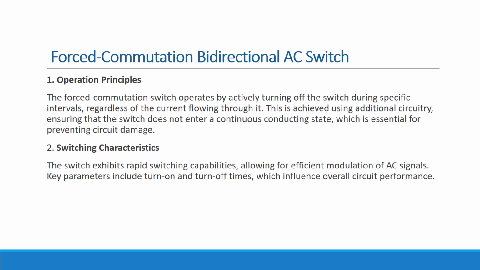Switching characteristics. The switch exhibits rapid switching capability, allowing for efficient modulation of AC signals. Key parameters include turn on and turn off times, which influence overall circuit performance. These are the forced commutation bidirectional AC switch operational principle and switching characteristics.